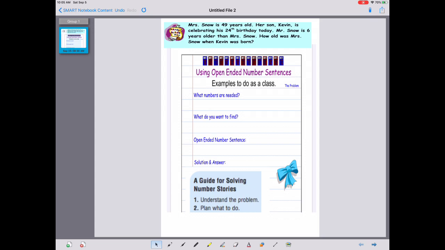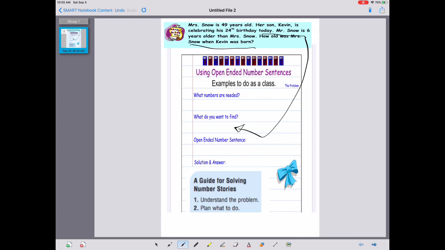I like to fill in what do you need to find because it made me think about which numbers I needed and which ones I didn't. So what we need to find is how old is Mrs. Snow? So I'm going to highlight that up here. I'm going to just mark underneath it. So that's what we need to find. How old was Mrs. Snow when Kevin was born?